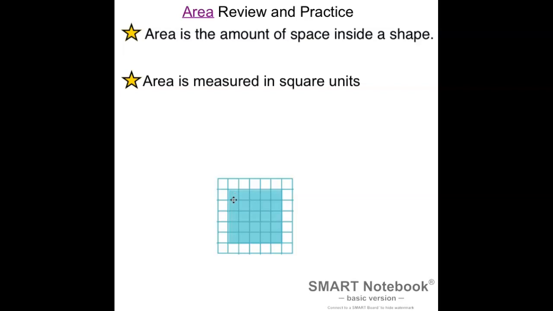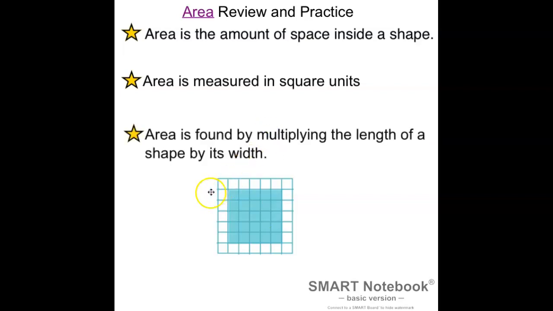If we counted them all, 1, 2, 3, 4, 5, 6, 7, 8, 9, 10, all the way down to the last one, if we counted everything, we would get 25. That would be 25 square units. We don't know if it's square centimeters or square inches or square feet at this point. It's just units. Area is found by multiplying the length of a shape by its width.